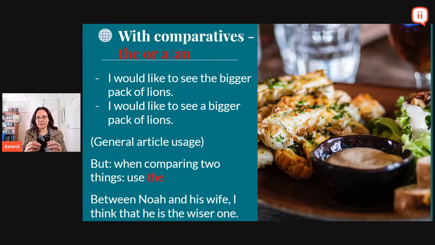It's not specific, right? But when you are comparing two things, you use the, okay, always. Between Noah and his wife, two things, I think that he is the wiser one, okay? Comparatives are when you say more, not most, better, not best, wiser, not wisest, taller, not tallest. So those are the comparatives.